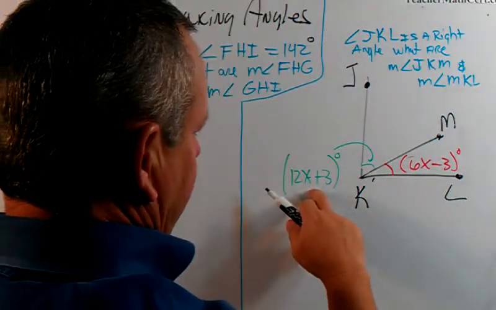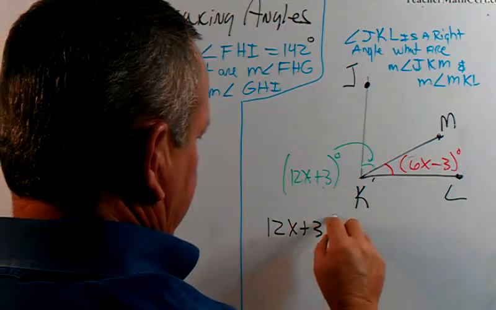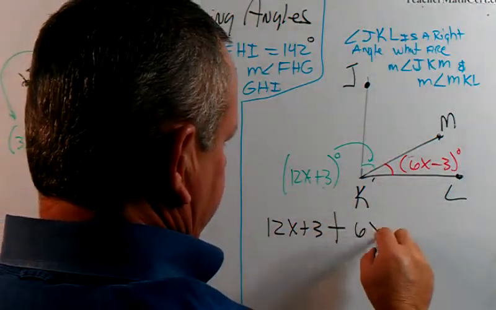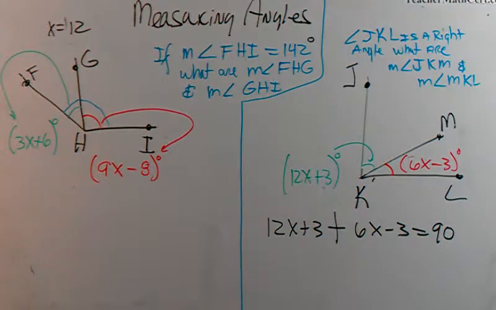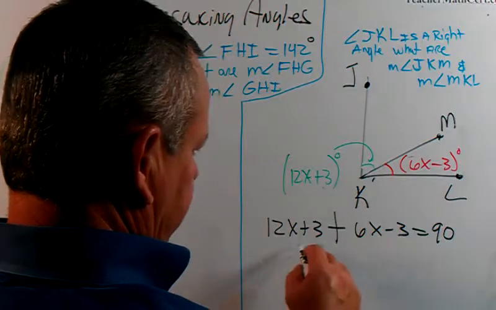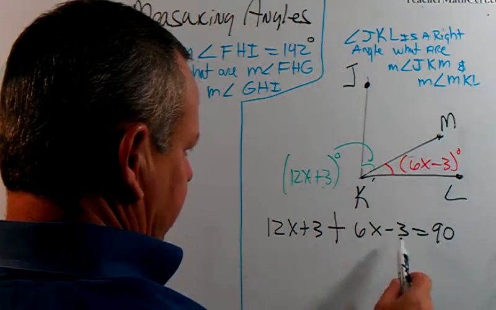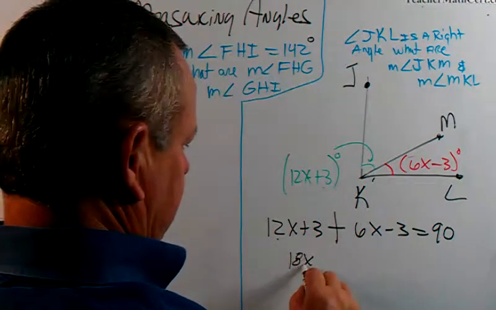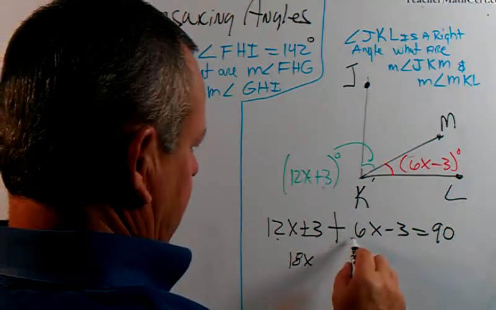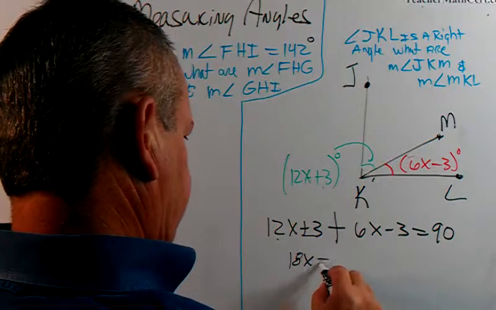So this angle plus this angle is equal to 90, right? Same process here, 12x plus 3 plus 6x minus 3 is equal to 90. Once again, we have to combine like terms. We're going to solve this equation right here. This is our equation, by the way. That's the first step. We have to get the equation. The next step is to solve for x, right? So 12x plus 6x is 18x. And we've got a plus 3 and a minus 3, so that goes to 0. And that is equal to 90.